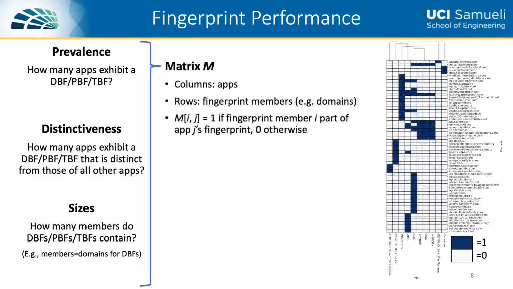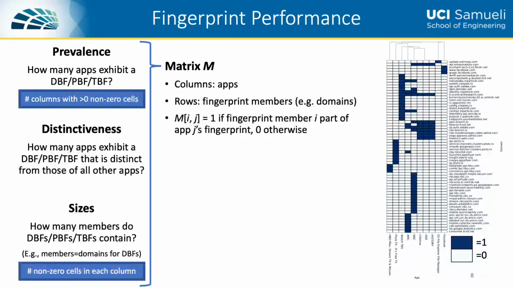To compute these metrics, FingerprintTV constructs a matrix where the columns are apps and the rows are fingerprint members. A cell in this matrix is assigned a binary value that denotes if the fingerprint member is part of the corresponding app's fingerprint or not. So for example, here on the right, an app's DBF is the domains corresponding to the blue cells in the app's respective column. Now with this, we can easily compute the prevalence using the number of columns where there is at least one cell that is non-zero, and an app's fingerprint size is just the number of non-zero cells in the app's respective column.